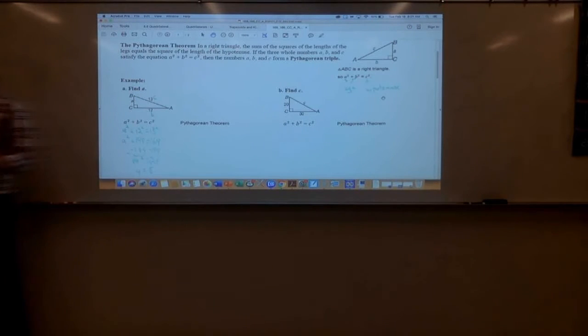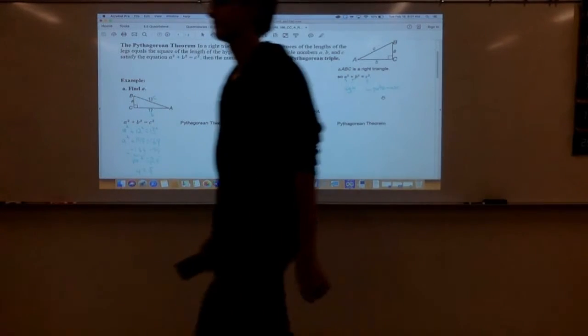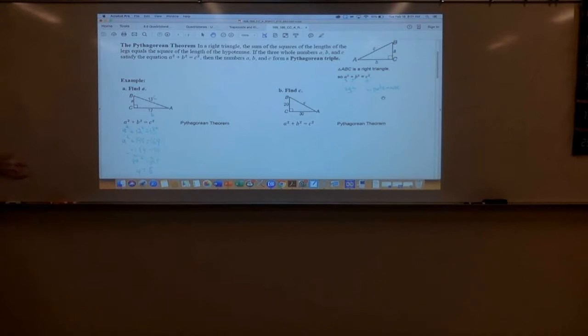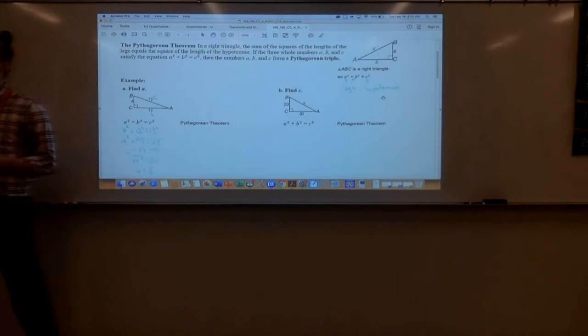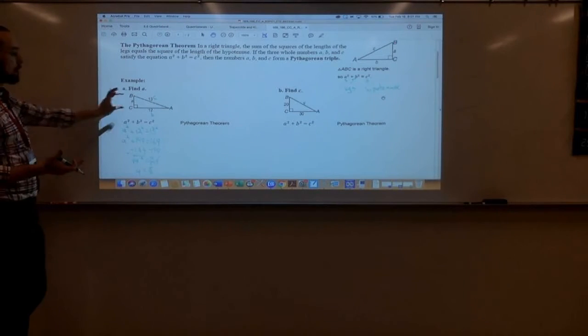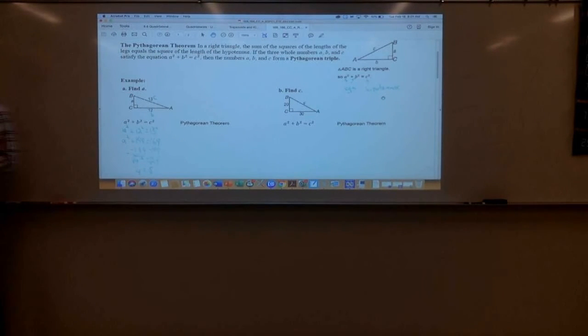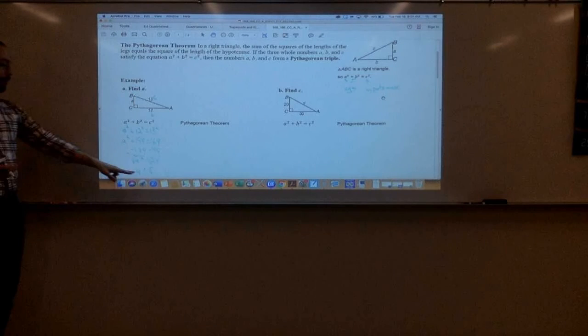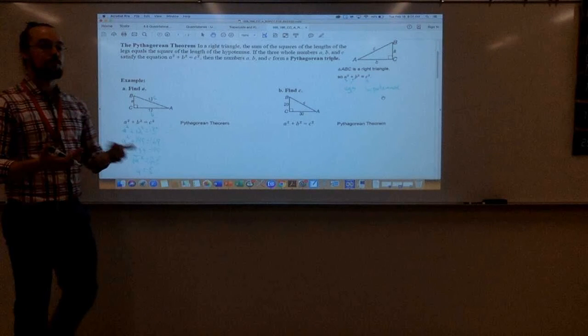Now, technically, when we take a square root, we would get a positive and a negative value, right? The square root of 25 is actually positive 5 and negative 5. However, in this situation, we're talking about a length. So a length is always positive, right? So we just don't include the negative.